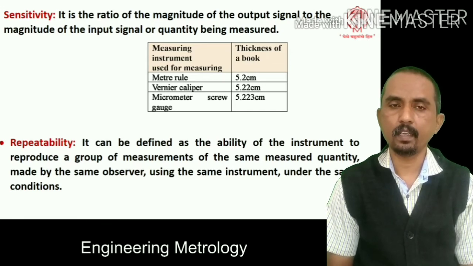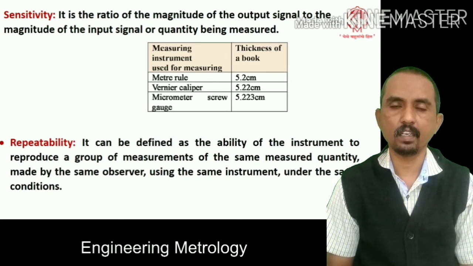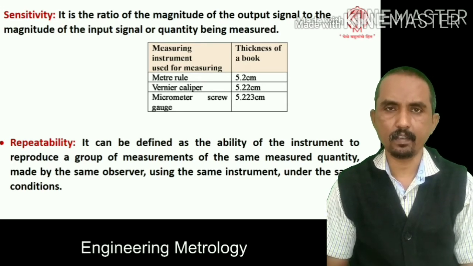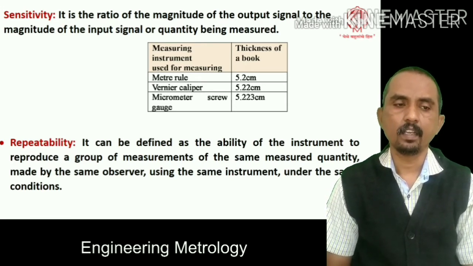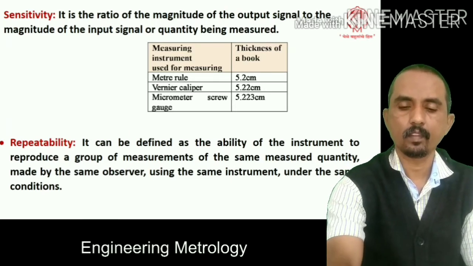That means if we take the measurement of the same object again and again by the same operator, by the same instrument, under the same condition, and if the instrument shows the same reading again and again, then we can say that repeatability is there with that instrument.